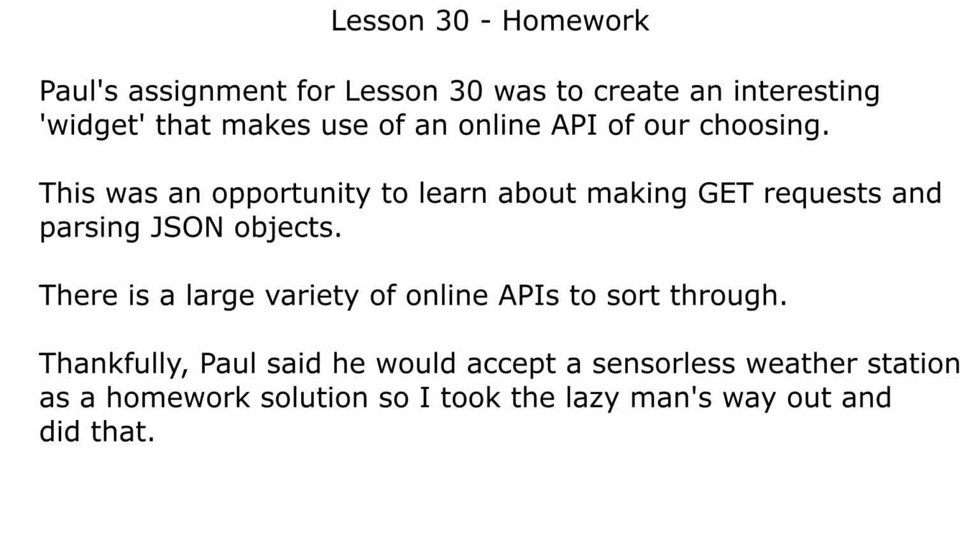Today we're going to be looking at Paul McWhorter's Lesson 30 homework. Paul's assignment for Lesson 30 was to create an interesting widget that makes use of an online API of our choosing. This was an opportunity to learn about making GET requests and how to parse JSON objects. There's quite a large variety of online APIs to sort through. Frankly, I couldn't pick one, so luckily, Paul said he would accept Essentialist Weather Station as a homework solution, so I took the lazy man's way out and did that.